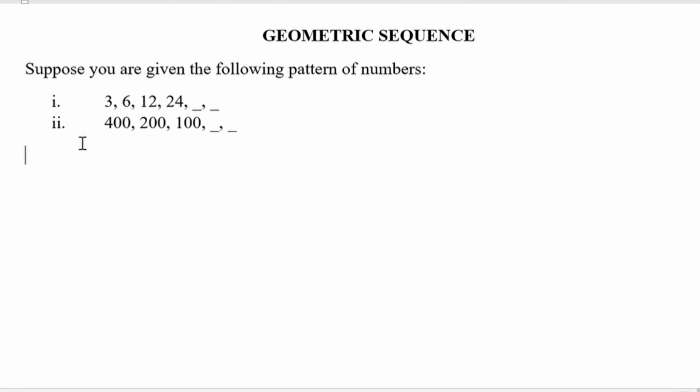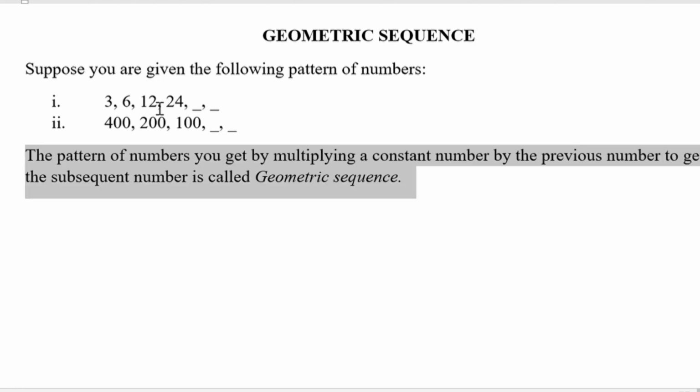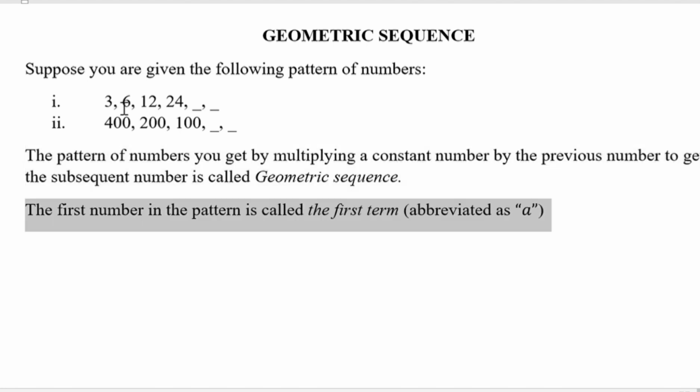The pattern of numbers that you get by multiplying a number by a constant so as to get the next number is what we call a geometric sequence. And the first number in that pattern is what we call the first term, and it's always denoted by small letter a. So in this case, this is our first term, this is our second term, third term, fourth term, fifth term, and this is the sixth term here.